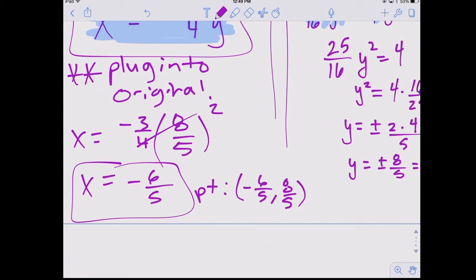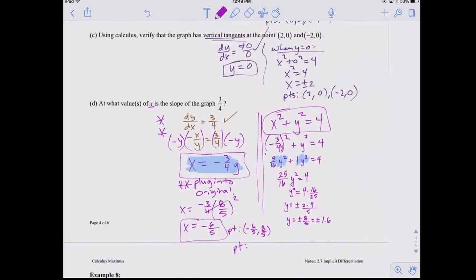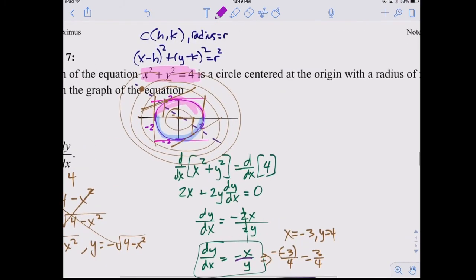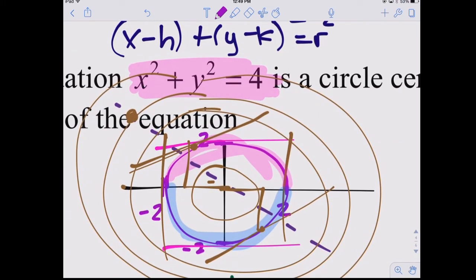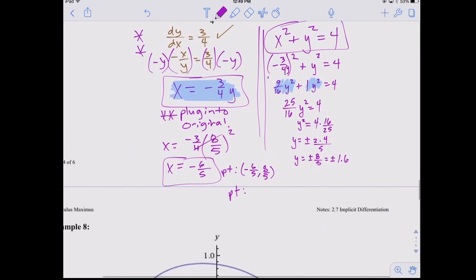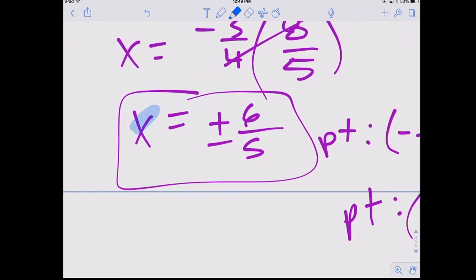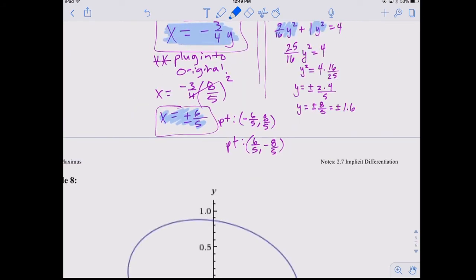Even though they didn't ask for the ordered pair, they just asked for the x value. What would the other ordered pair be, based upon our little diagram up here? If one's negative x positive y, the other one by symmetry should be the positive x negative y. Yeah, and you could verify that if you plugged in the negative 8/5. But the other point's going to be positive 6/5, negative 8/5. So to answer the question, the x values could just be plus or minus. And there you go. That's it.